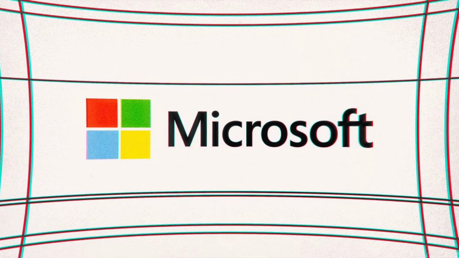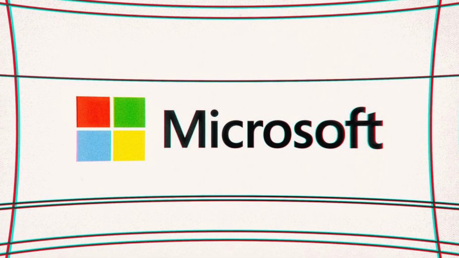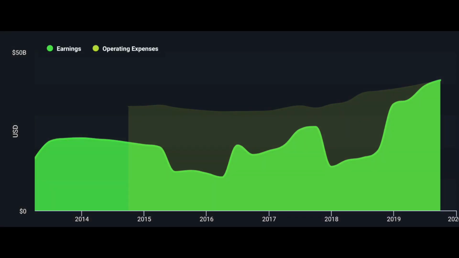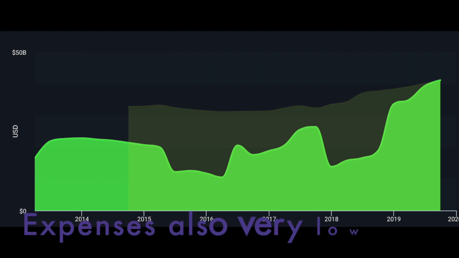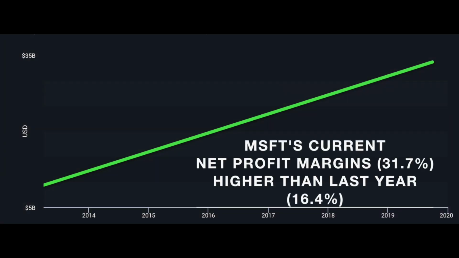Now, let's see Microsoft's past performance. If we look at the quality of earnings, Microsoft has had high quality earnings for the last 5 years. Microsoft's operating expenses have not increased much in the last 5 years, around 24%, which is very low compared to its earnings growth. If we look at the profit margin, Microsoft's current net profit margin is 31.7%, higher than last year's 16.4%.